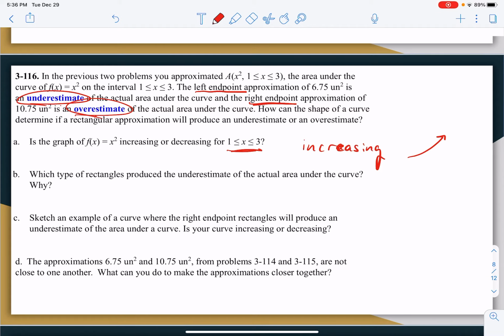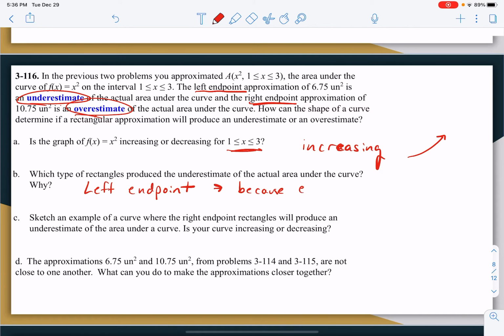So which type of rectangles produced the underestimate of the actual area? The left endpoint rectangles. And that's because each rectangle was completely below the curve.